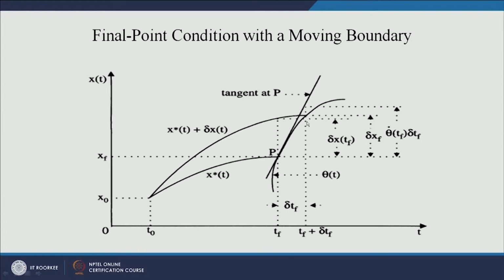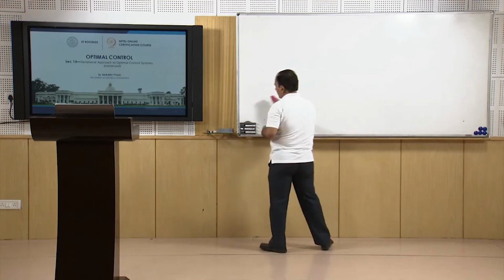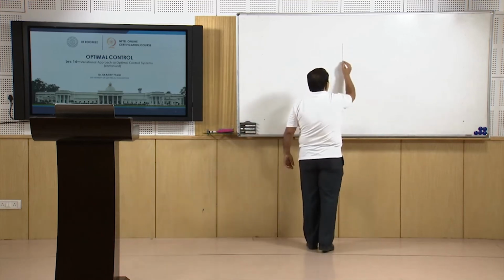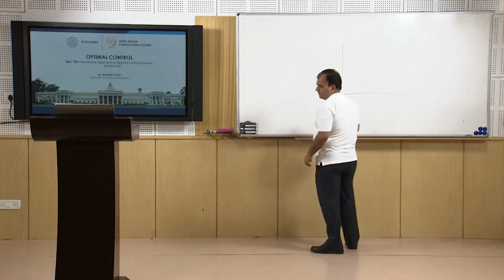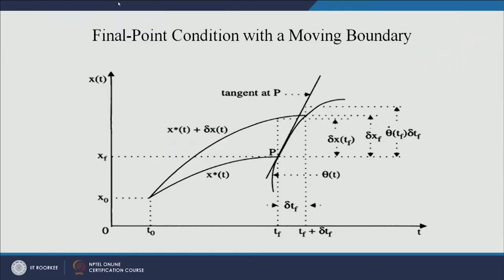But there may be the case of free final time and a dependent free final state system. As we have considered before, let us say my trajectory terminates on a curve given by theta(t). So, we are considering the case that my final state is terminating on a curve theta(t), which is given by this curve.